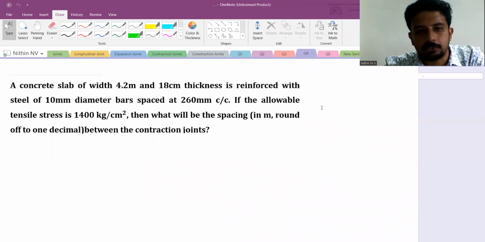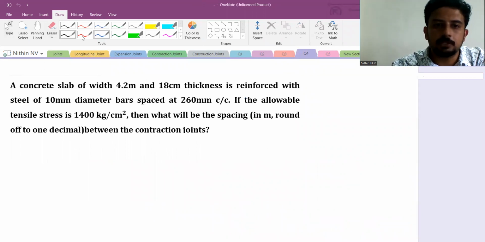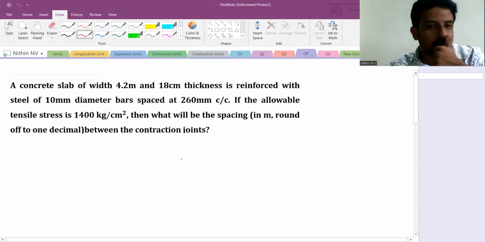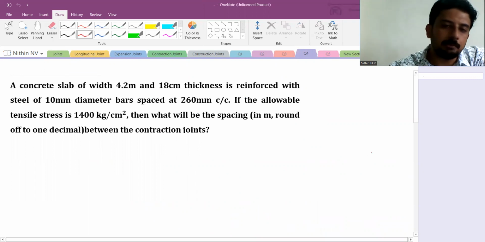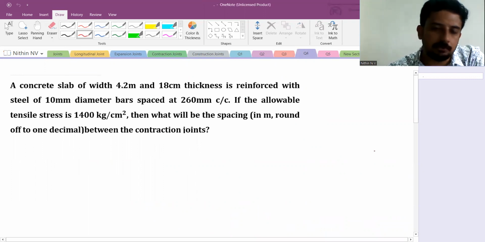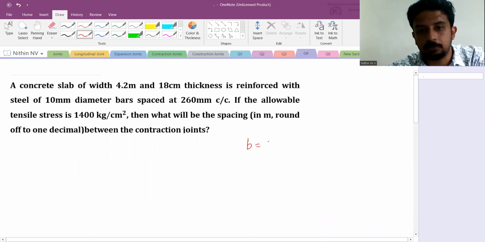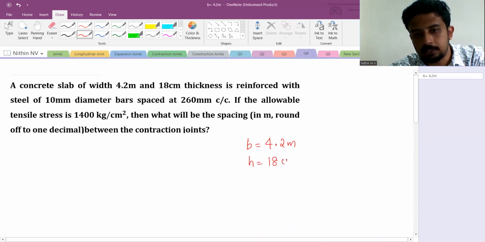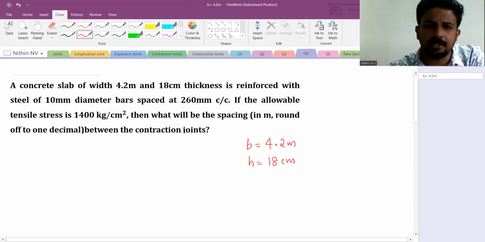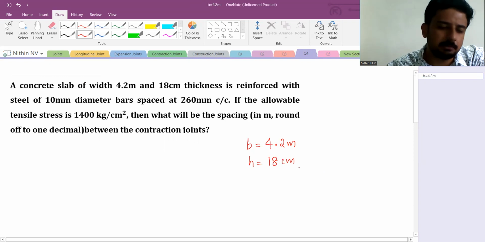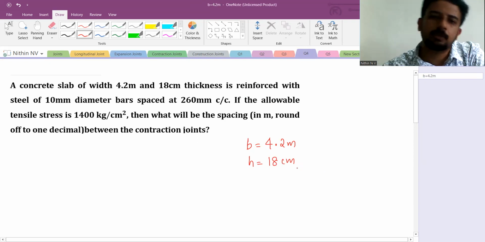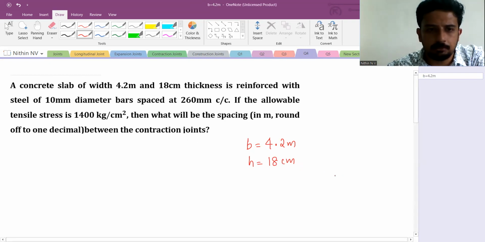Now, the next question. Look at the question. After this, we can do the question for the tie bar also. Now, the width of the slab is given as 4.2 meter, thickness is given as 18 centimeter. Okay, so the dimensions are given, right? So B is equal to 4.2 meter, H is 18 centimeter. Some random value they are giving. Generally 18 and all we may not provide, it may be 15, 20, 25 like that. Whatever. According to the question, it is 18 centimeter.